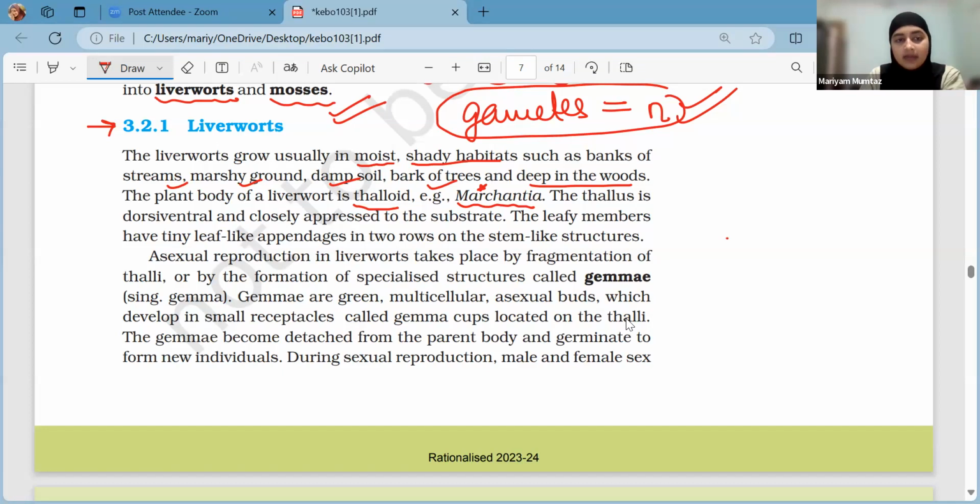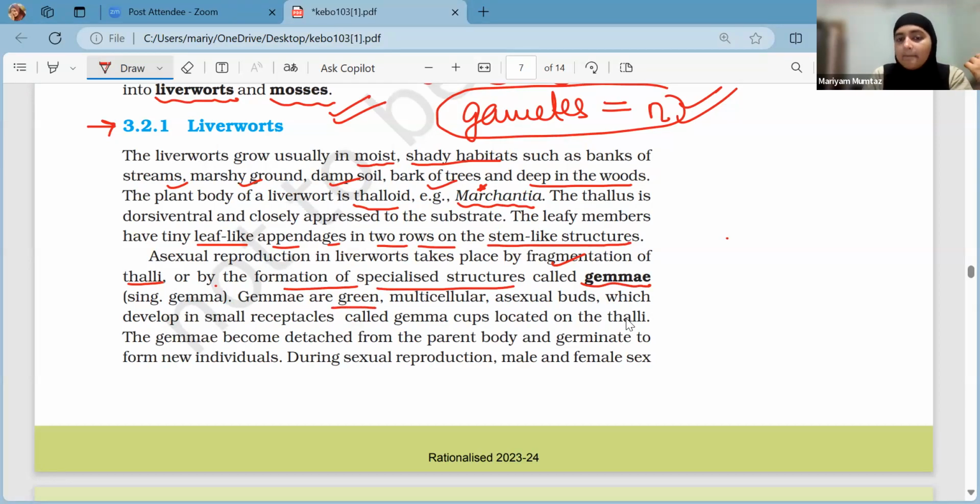The leafy members have tiny leaf-like appendages in two rows on the stem-like structures. Again, no true structures are there, only leaf-like and stem-like structures. Now, the asexual reproduction in liverworts takes place by fragmentation of the thalli or by formation of specialized structures that are known as gemmae or gemma cups. Now, gemmae, what are these structures?